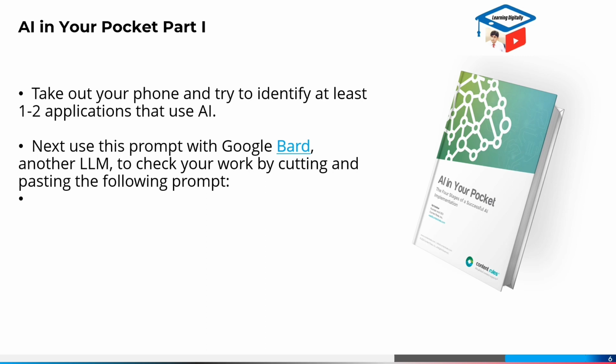For example, if your phone is able to recognize your face, this is a form of AI. Now you may even work on Google Bard, that is another LLM, to check your work by cutting and pasting the prompt. So these are the practices, these are the activities which you have to do. Hope you have found the two applications through Google Chrome or even the Google Play Store, and you have used them to know whether they are AI based applications or not.